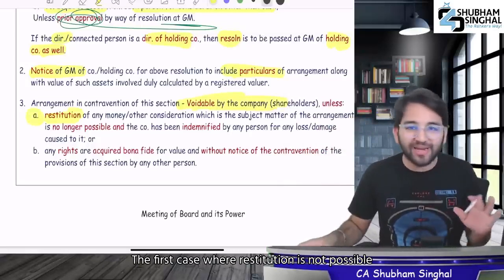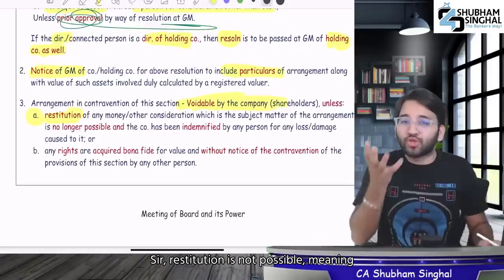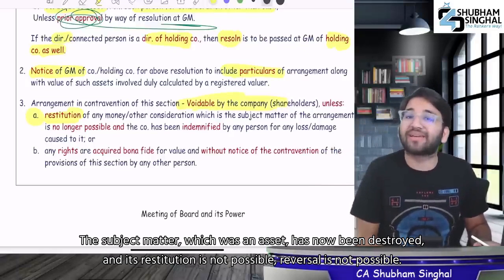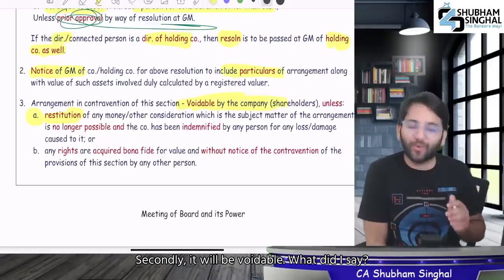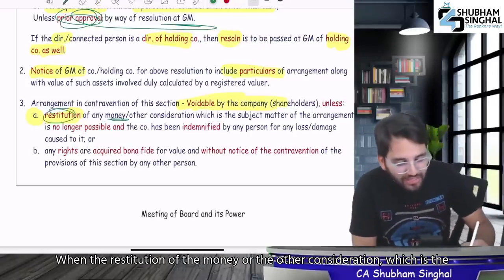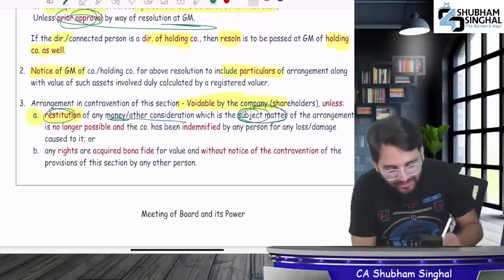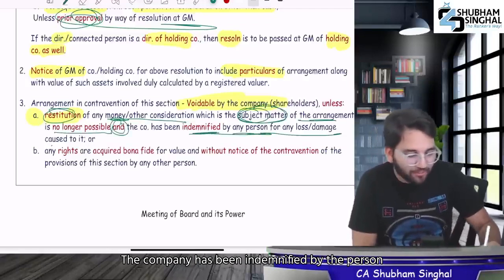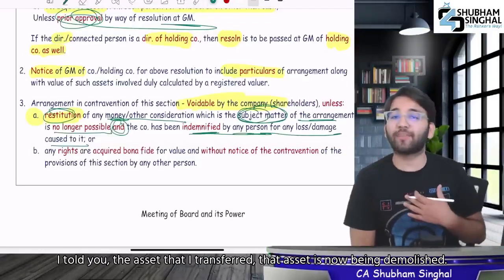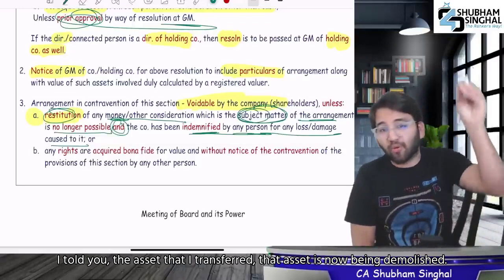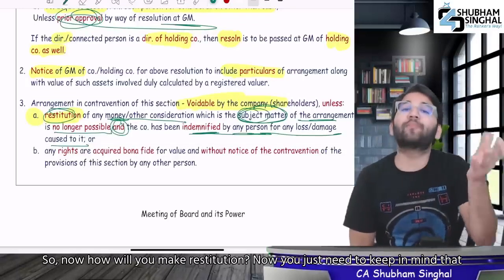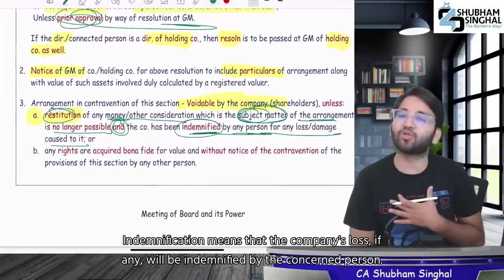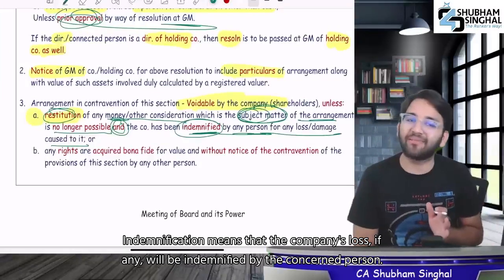First case, where restitution is not possible. Restitution isn't possible means the subject matter or asset has now been destroyed and reversal is not possible. So it will not be voidable. What did I say? Where the restitution of any money or other consideration which is the subject matter of the arrangement is no longer possible and the company has been indemnified by the person for any loss or damage. I told you the asset that I transferred has now been demolished. The property has been demolished, so how will you make restitution? Just keep in mind that indemnification shall happen, meaning the company's loss will be indemnified by the concerned person.